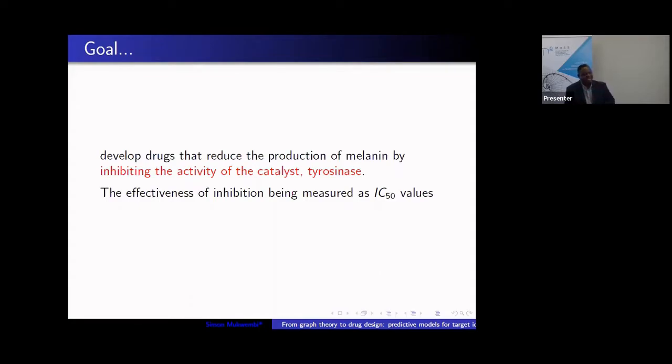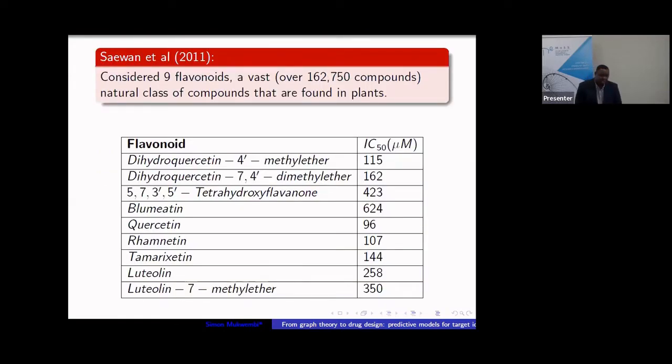So we are targeting that enzyme, and we are saying, you are working far too hard to our liking. So we want to ensure that we inhibit some of your activities, and then we will be able to control our skin cancer. And of course, the effectiveness of inhibiting the enzyme is measured in IC50 values. There were some researchers who were also very worried about identifying such drugs. And that's Suwan and his colleagues.